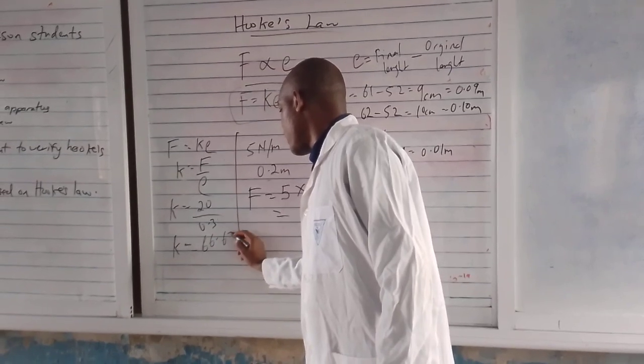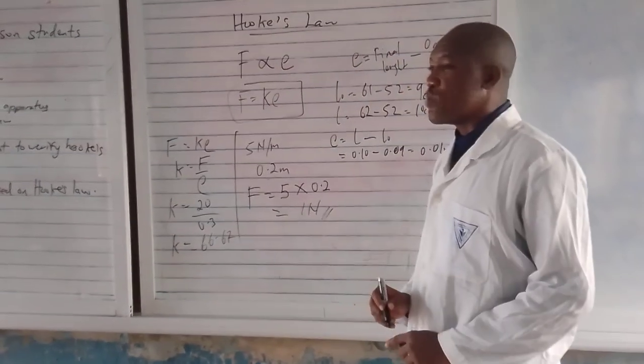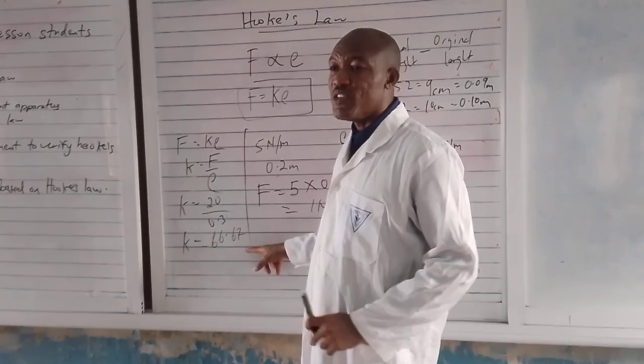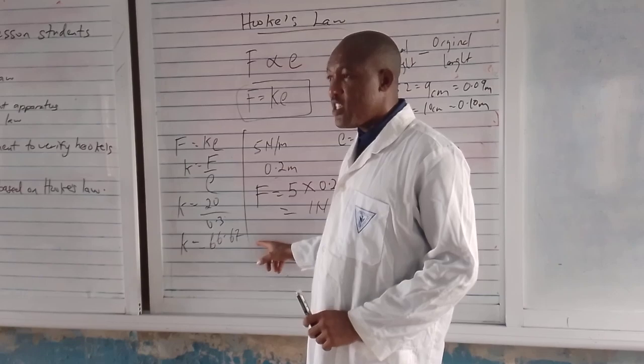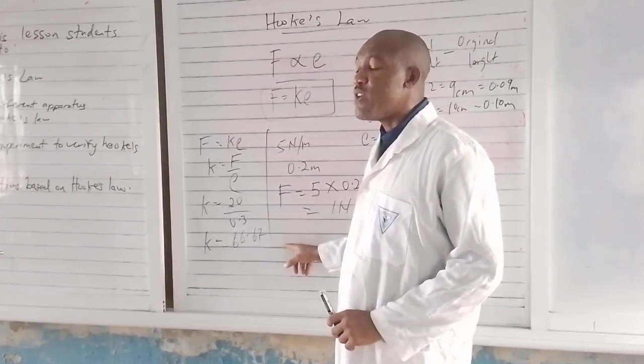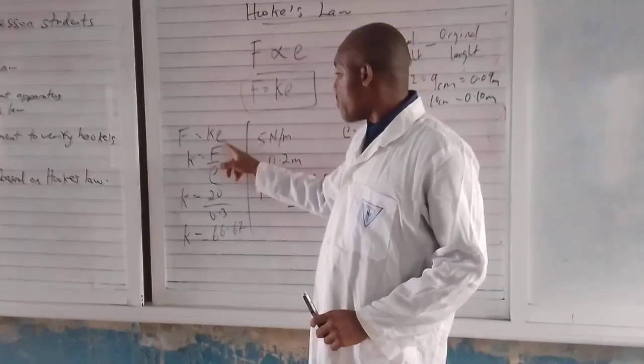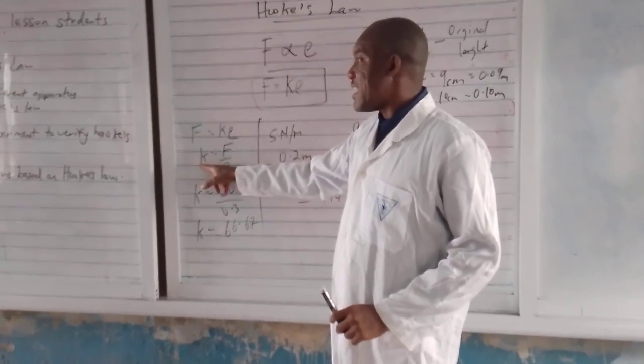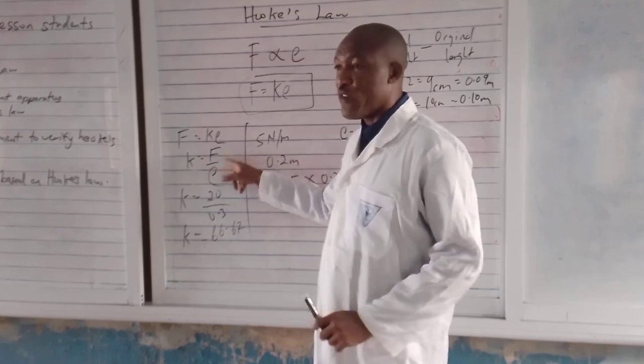66 point what? 67. Now, this is where you will get half of the mark. You told me 66.67, but you did not give me the SI unit. Newton per meter. Don't forget. Even if you forget in the exam, remember that from the formula you can always get the SI unit. Look, the elastic constant of stiffness is force over extension.